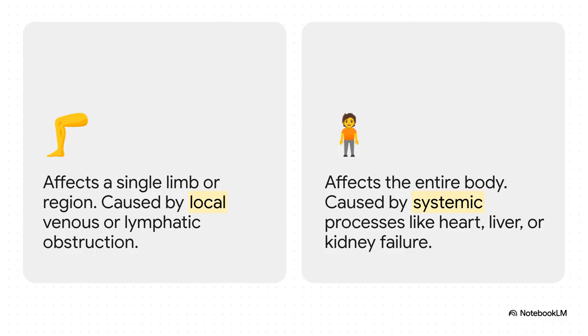If it's localized, say just one swollen leg, you're thinking about a local plumbing issue, like a blood clot. But if it's generalized, swelling in the legs, the belly, maybe even around the eyes, that points you directly to a systemic cause, the heart, the liver, or the kidneys. This single distinction is the key that unlocks the entire differential diagnosis. It's the big fork in the road.